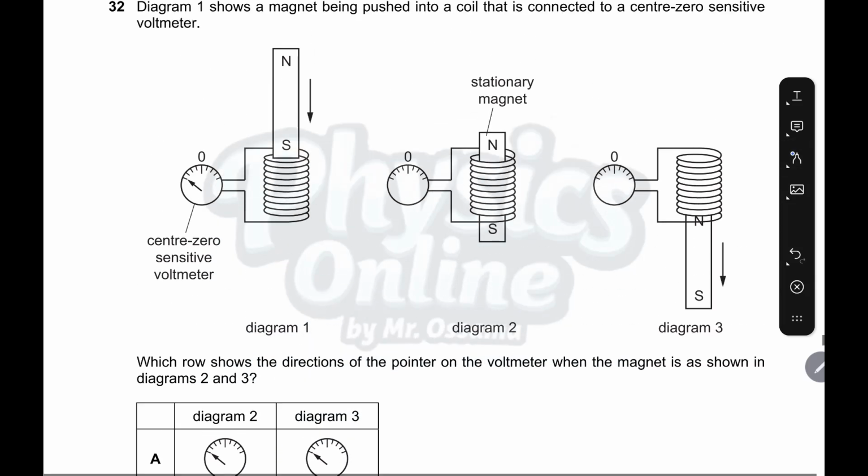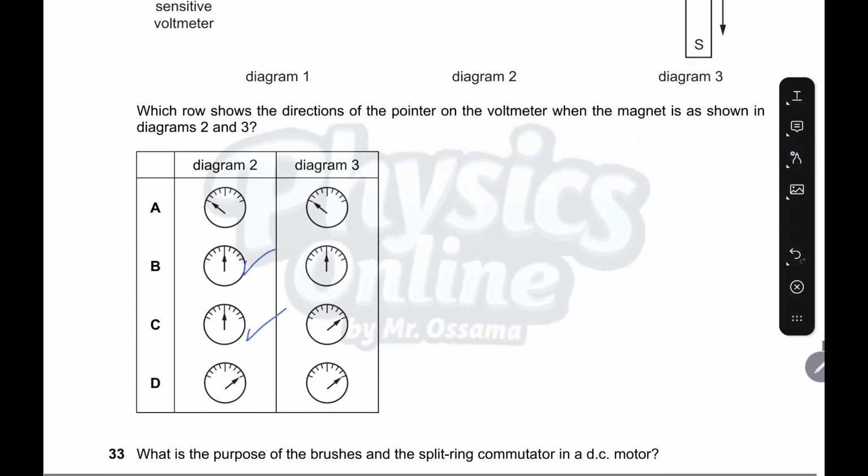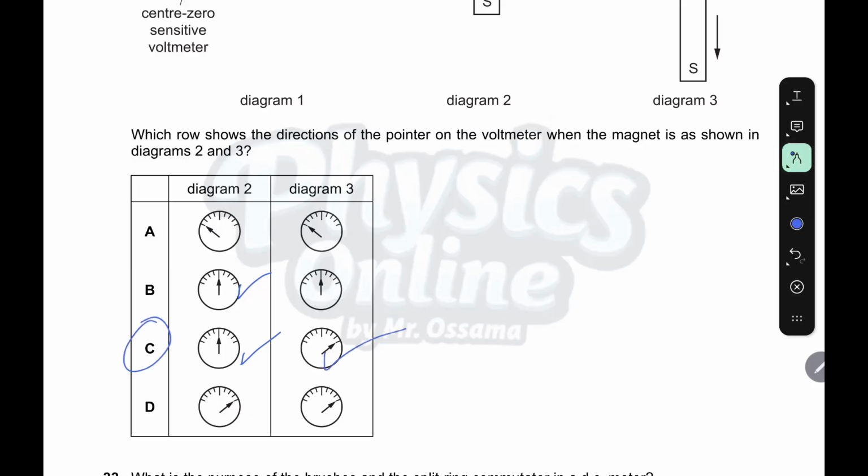In diagram 3, the magnet is moving away from the coil, so it also induces a current but in the opposite direction. Here it is to the left, so the current here should be to the right. So the answer is C.